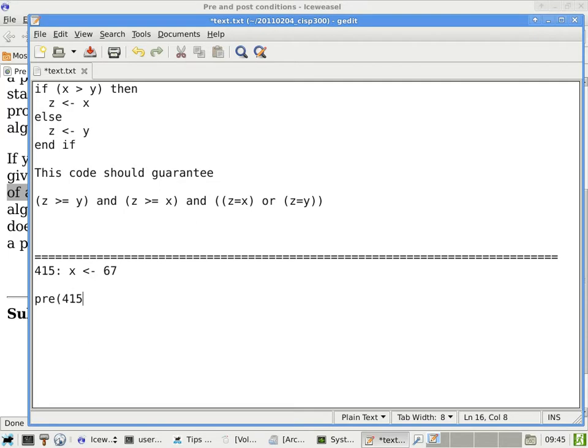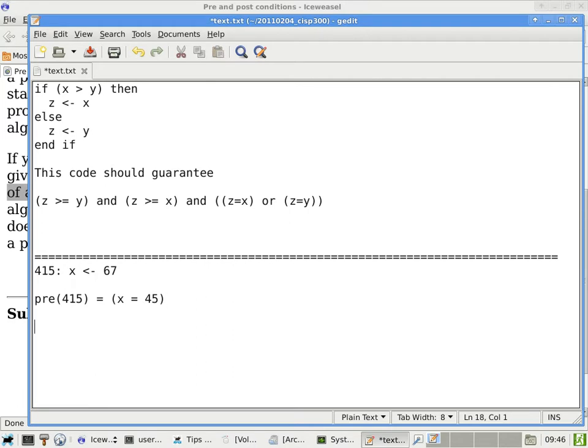However, I tell you something about the precondition. When I use pre-415, it means it is the precondition of line 415. What do we know immediately before line 415 executes? That's what this is representing. Let's just say it is given to us. Okay, somebody told us that, let's say, x had a value of 45.